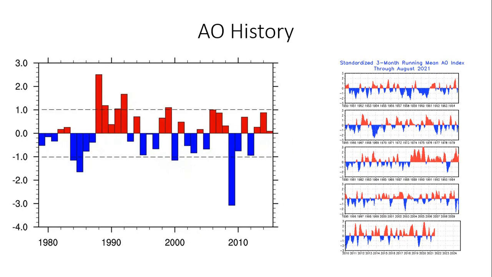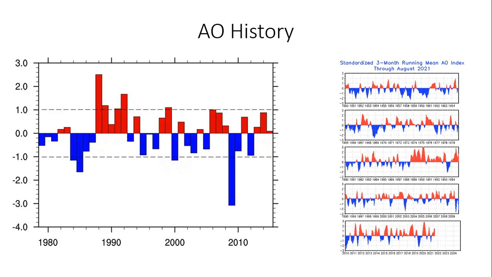Looking at the Arctic oscillation history, I'll be mentioning this in the breakdown of the winter seasons. The blue bars on the graphic on the left indicate a negative Arctic oscillation. The red bars indicate a positive Arctic oscillation. Now remember, negative Arctic oscillations usually correlate to below normal temperatures across the eastern United States, whereas a positive AO equates to above normal temperatures for the east.